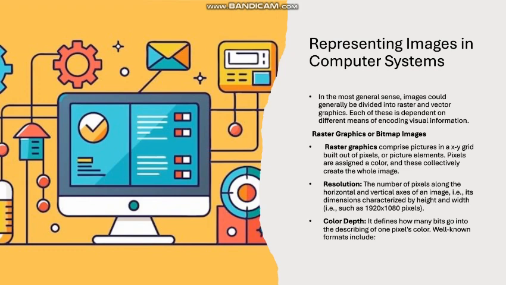Representing images in computer systems. In the most general sense, images can be divided into raster and vector graphics. Each one of these depends on different means of encoding visual information. Raster graphics comprise pictures in an XY grid built out of pixels, or picture elements. Pixels are assigned a color and these collectively create the whole image.